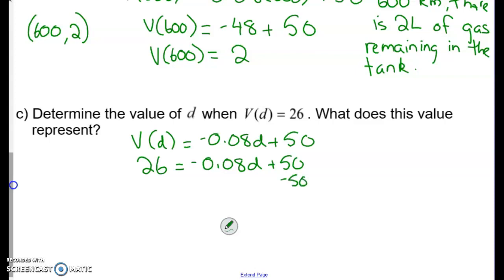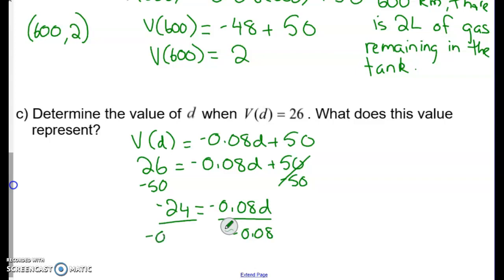So let's take 50 away from both sides. That makes a zero pair. -24 equals -0.08D. Divide both sides by -0.08. And D is going to be equal to 300. Our ordered pair would be (300, 26).